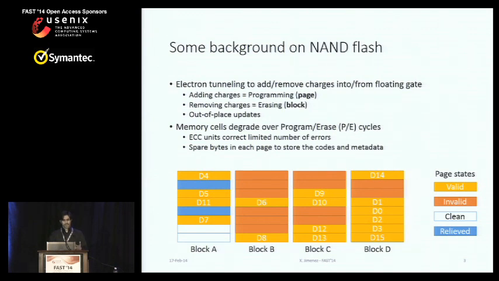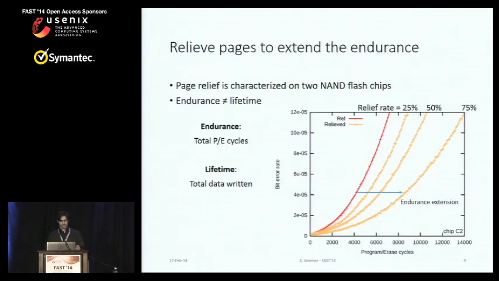What we did first was to try to characterize this effect. We took 2 NAND flash chips from different manufacturers, and we selected a set of blocks. First, a set of reference blocks, which are used normally, which correspond to the red curve that you have there on the left. And we have 3 different sets of blocks with relief pages at different rates: 25%, 50%, or 70% relief rates. And you can see how the endurance is extended correspondingly.